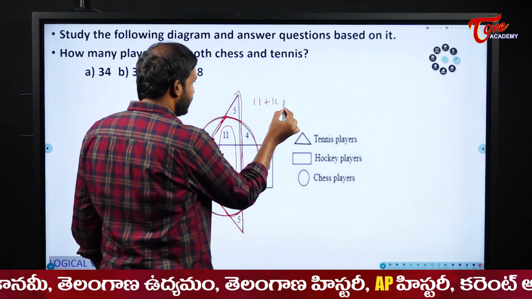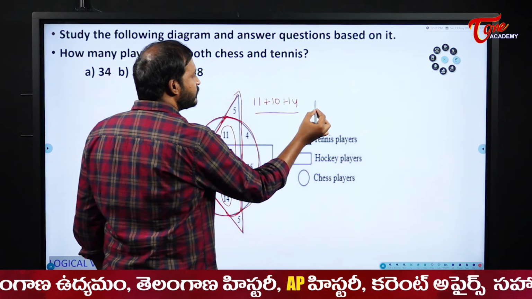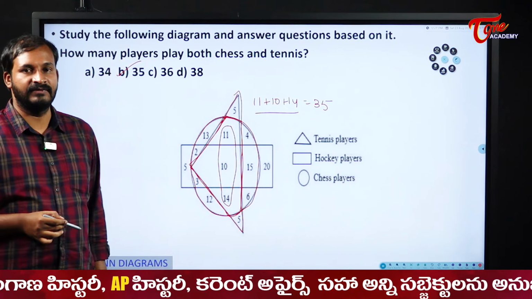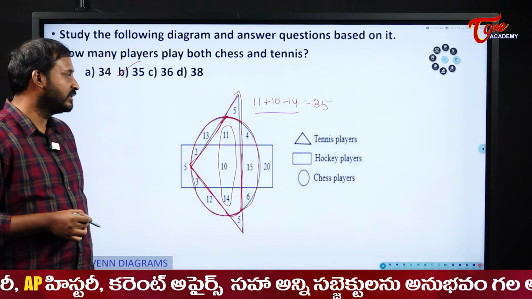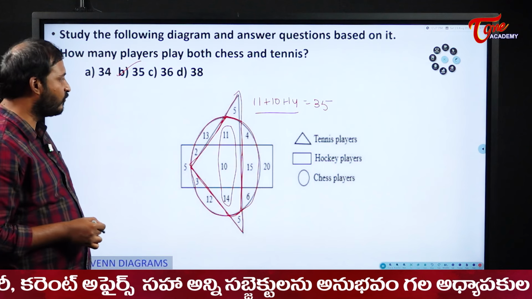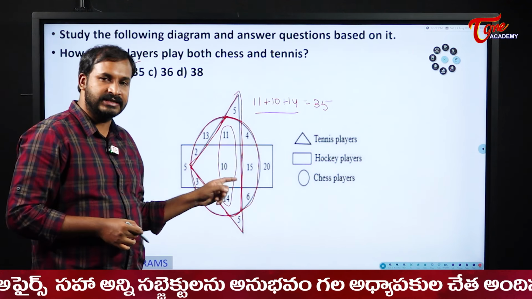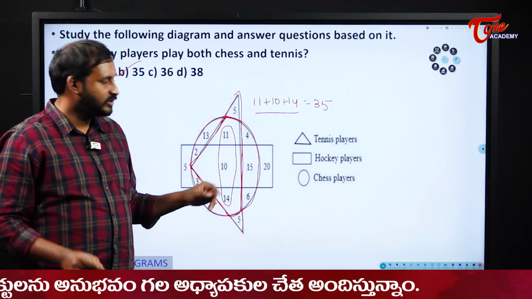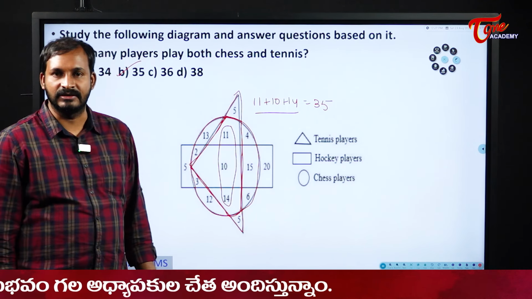So what will be my answer? 11 plus 10 plus 14. This will give me 35. So my answer for this question also is 35. I should have the intersection of both circle as well as triangle, and they didn't mention any "not" like that, right? So just simply add these values.